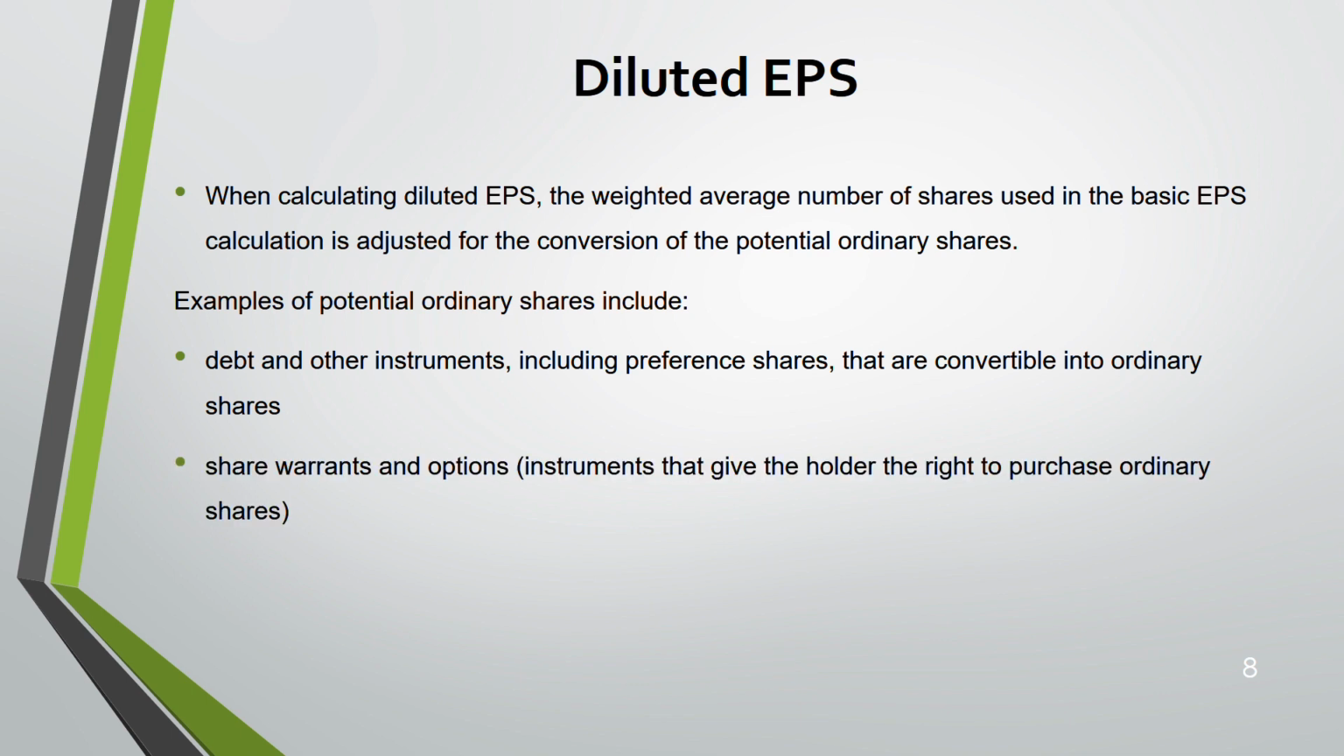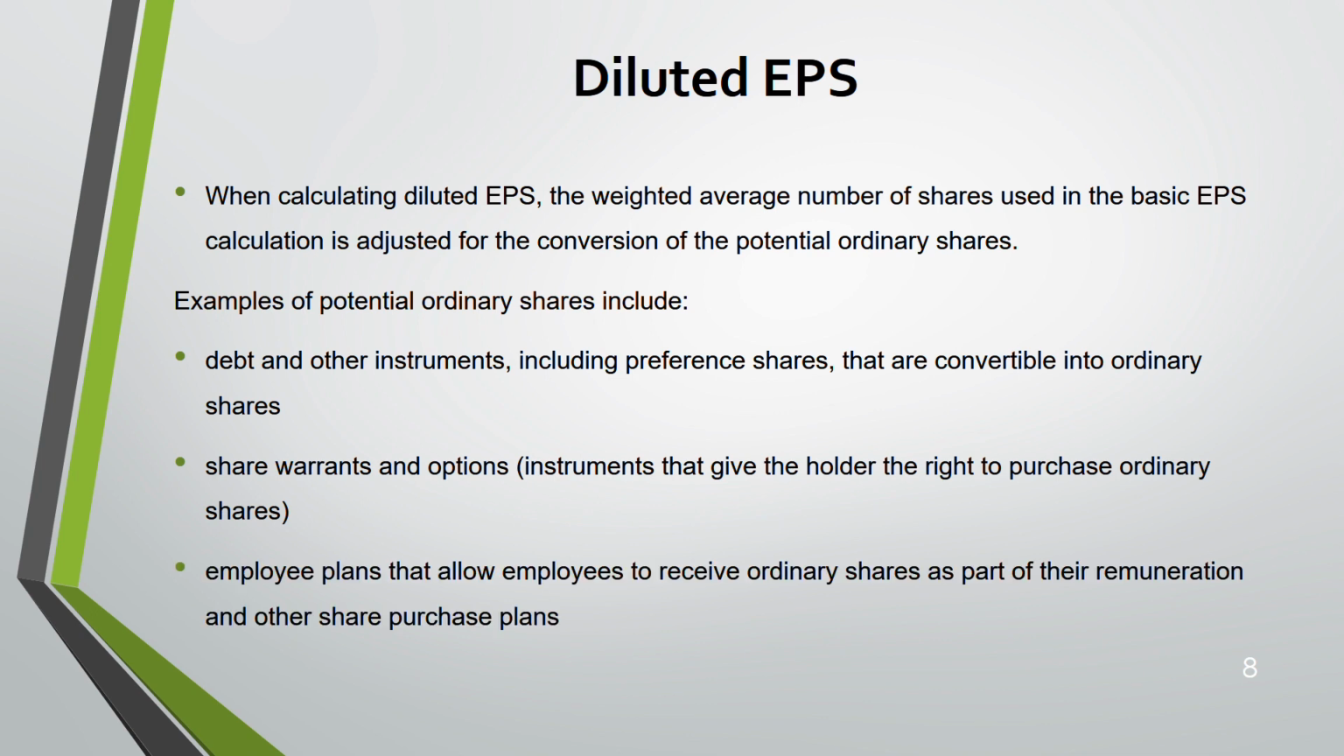Second, you might have share options. Share options give the holder the right to buy ordinary shares in the future. Third, maybe you have some employee plan through which employees can get ordinary shares as part of their remuneration, or contingently issuable shares. That means if certain conditions are met, you are going to issue shares. So in these four conditions, your EPS will be diluted.